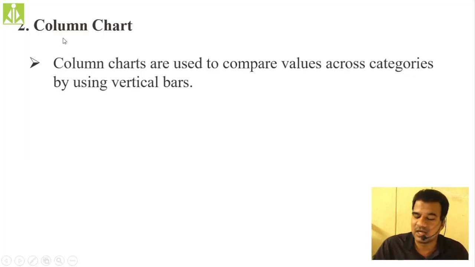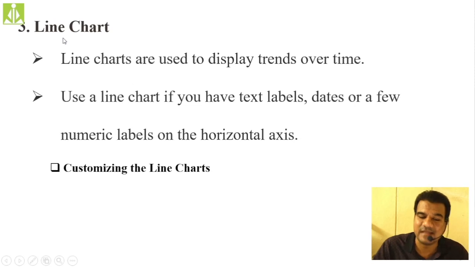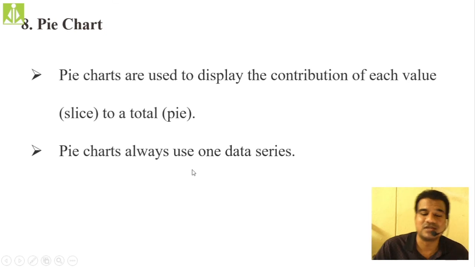As you can see, column charts we have completed, line charts we have completed. Line charts are used to display trends over time. Over time, how the values are changing, to show that, line charts are the best ones. And customizing the line charts, this also we have seen. Then pie charts: pie charts are used to display the contribution of each value.